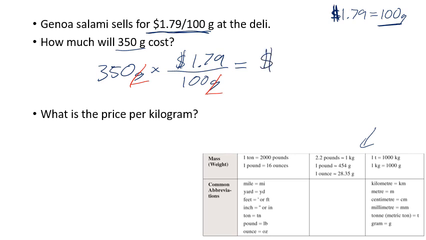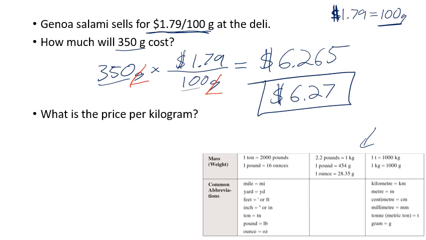So I'm going to go 350 times 1.79 divided by 100. So I'm going to do that in my calculator. 350 times 1.79, and then I go divided by 100 equals, and I get 6.265. Now they don't want a half cent, so my answer will probably be $6.27. So we're gonna round it. And that's how much 350 grams of salami is gonna cost me.